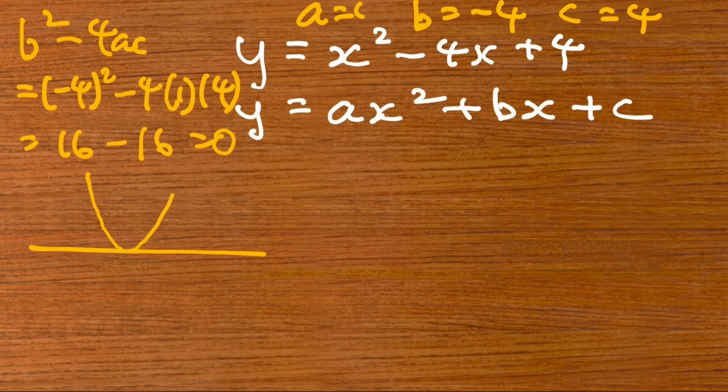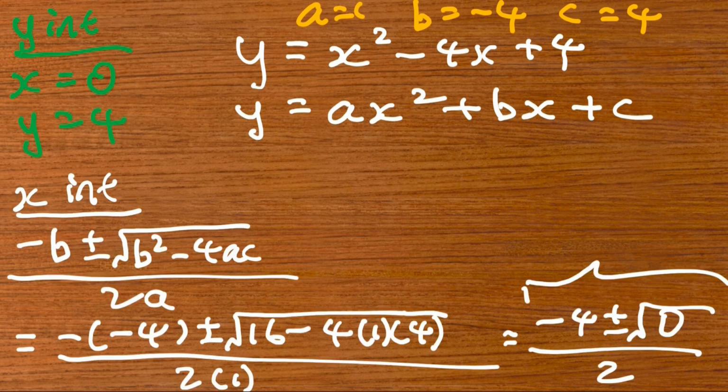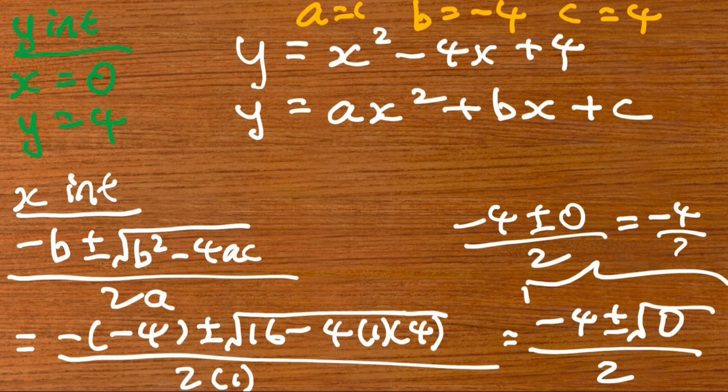Now let's move on to find our x-intercepts, y-intercepts, and vertex. To find our y-intercept, we'll let x be 0, which gives us y equals 4. To find our x-intercept, we shall use the quadratic formula. So x is equal to negative 4 plus minus 0 over 2, which really only gives us one root, negative 4 over 2, which is equal to negative 2.